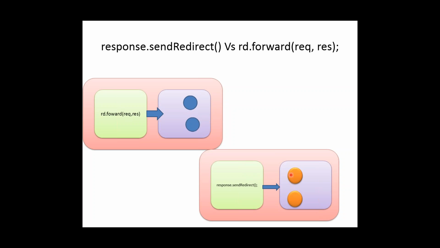That is, the container will create new request and response objects. The previous ones will be destroyed. It will destroy this request and response object, and when the control is forwarded, it will create new request and response objects. Whereas in this case, it does not destroy the request and response objects, it forwards the same request and response objects. So this is the difference between response.sendRedirect and rd.forward.